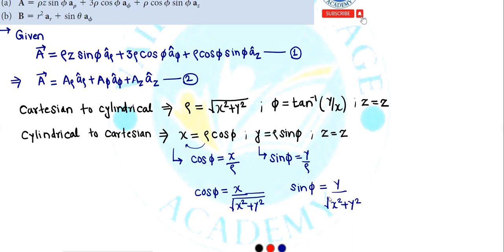Okay, so you just write these equations for your reference somewhere, since we are going to make use of these values for simplifying this numerical. This is the very first part. Now in the next part we are going to compare these equation 1 and 2.